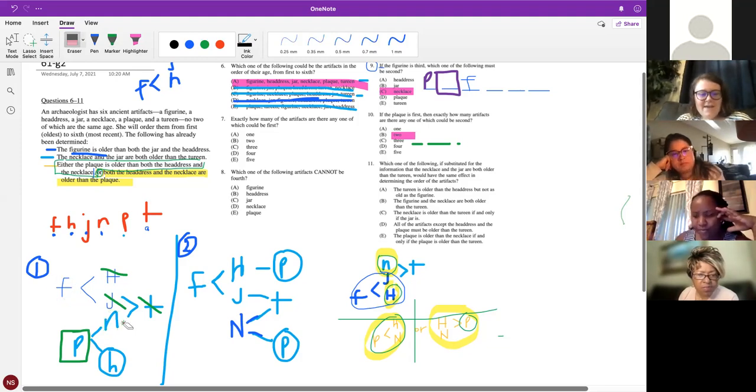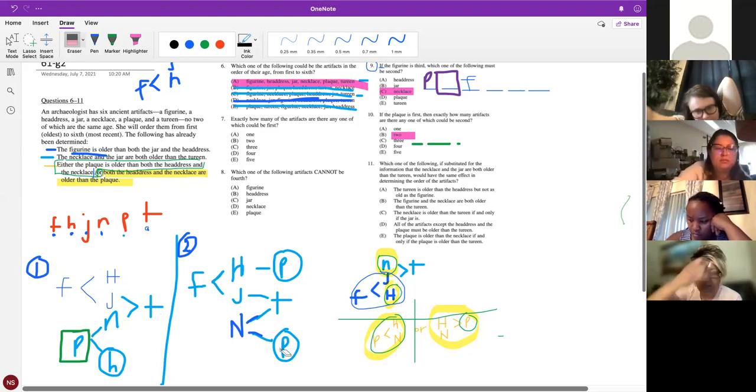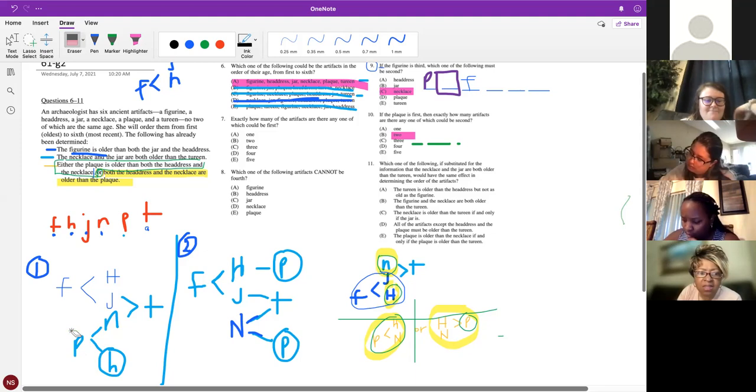All right. So then I would go back and I would see the substitution question and run. Just kidding. I would go back to number 7 then and start here. It says exactly how many of the artifacts are there, any of which could be first. So go ahead and put your answer in the chat once you have this answer. Which one is this? Number 7.